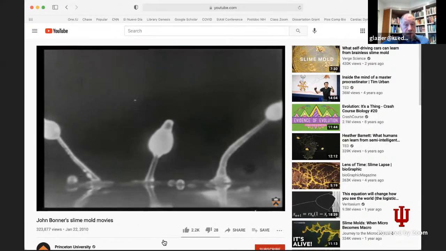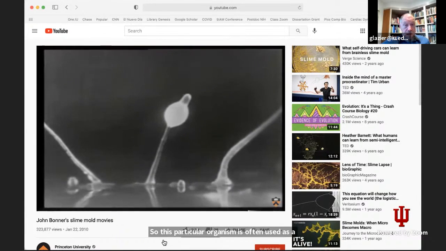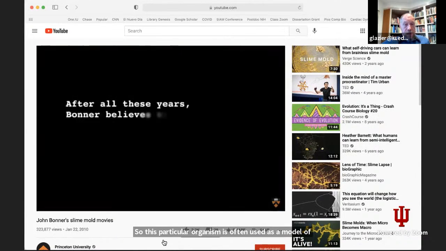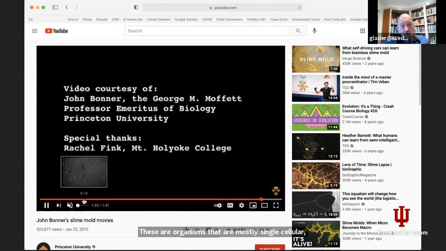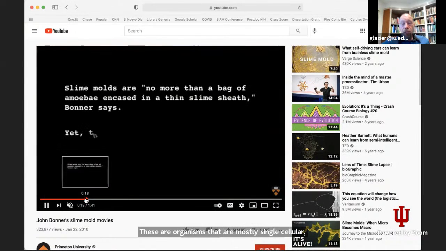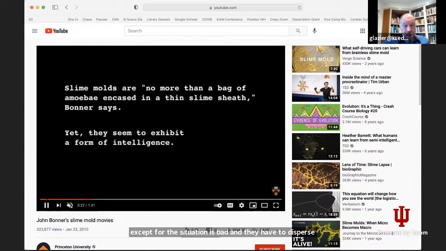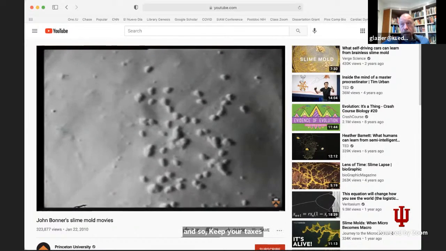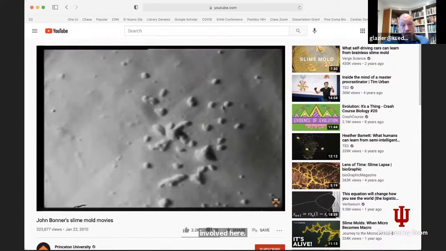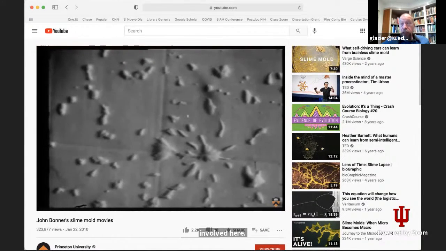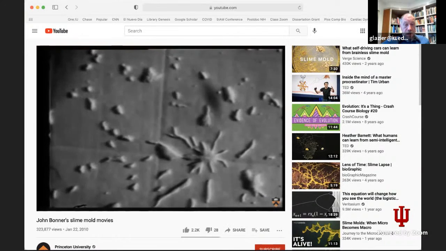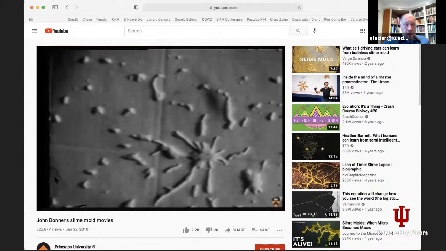And so this particular organism is often used as a model of the origin of multicellularity, because unlike us, where we're mostly multicellular except during reproduction, these are organisms that are mostly single cellular, except when the situation is bad and they have to disperse. And so chemotaxis is one of the key things involved here, because they are responding to chemical signals to aggregate. And actually, when they're crawling, they're also responding to chemical signals, and the culmination itself is due to chemotactic motion.